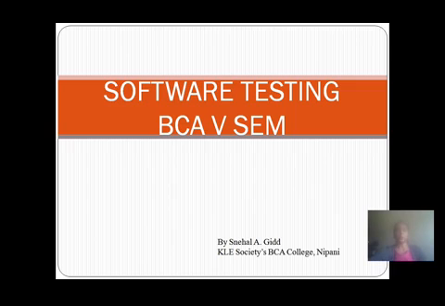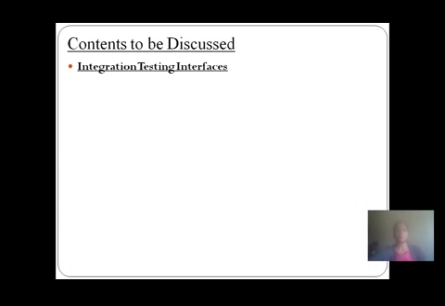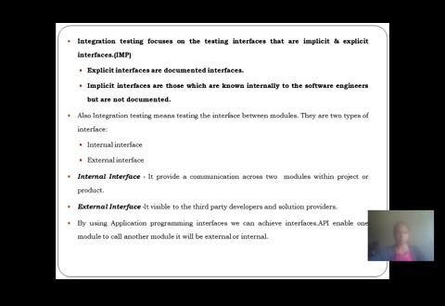Now we are going to focus on the different types of integration testing interfaces. So what are they? Let's see. Integration testing focuses on testing interfaces that are implicit and explicit. Now, what does implicit mean and what does explicit mean?